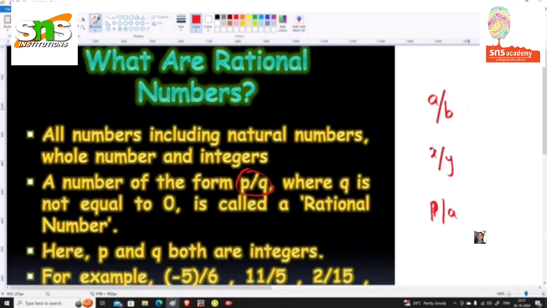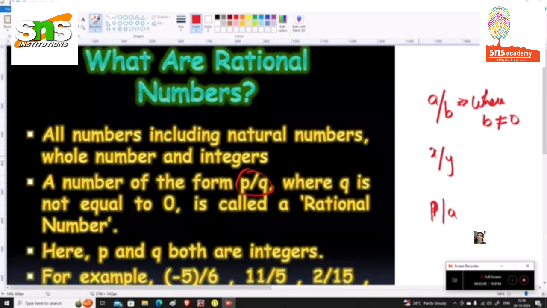So, what is the main condition for P by Q? The number which can be written in the form P by Q, but a very important condition: the denominator should not be equal to 0. What is the denominator? In the first one, the denominator is B. So, the number which can be written in the form A by B, where B is not equal to 0. B can be any non-zero number, but if 0 comes, it's not a rational number.